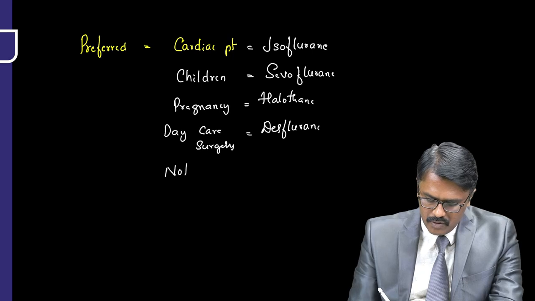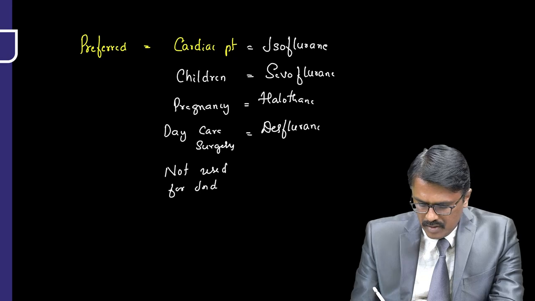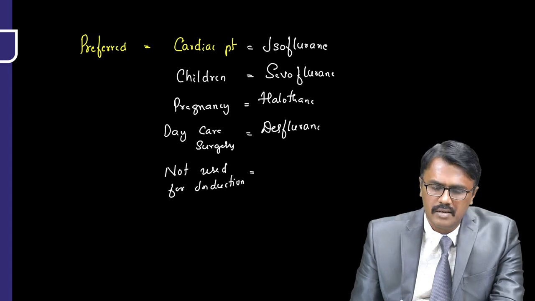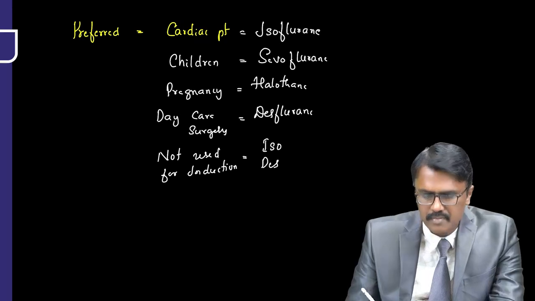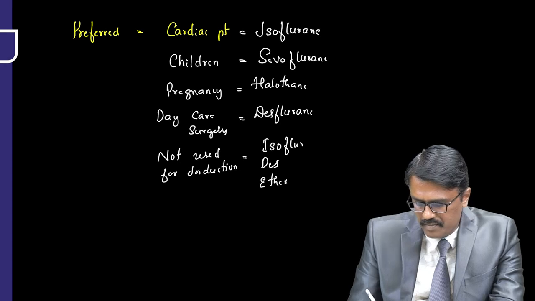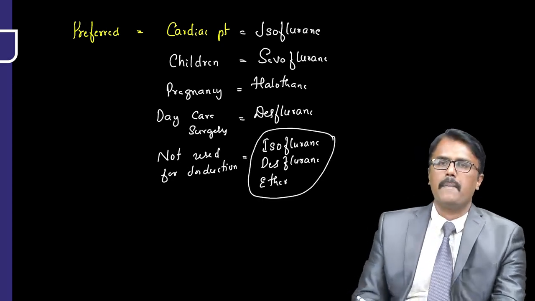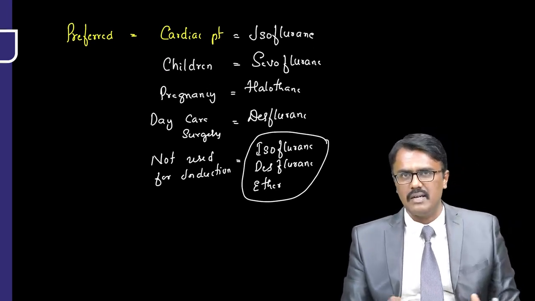Now the drugs not used for induction, not used to start, because they have a pungent odor or they are irritant. They are iso, des, and ether. So isoflurane, desflurane, ether, they are not used for induction of anesthesia. So all these are the important points regarding these inhaled general anesthetics.